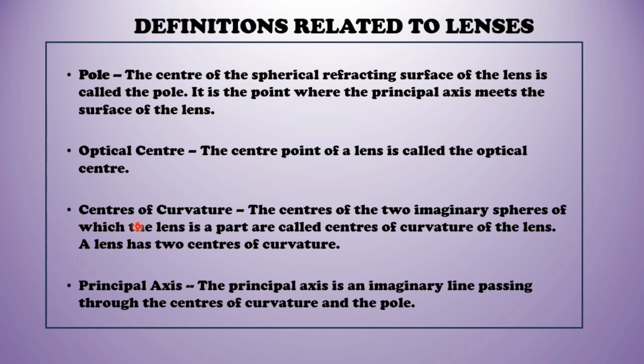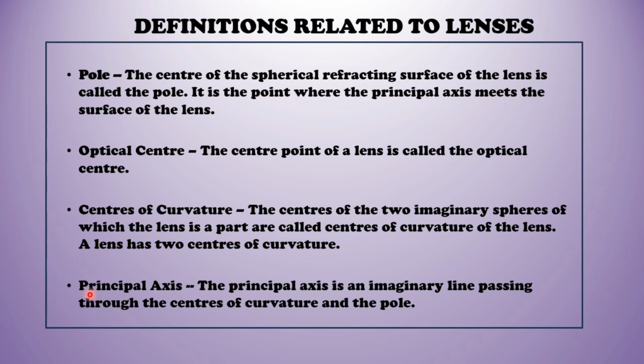Next is the centers of curvature. Consider two imaginary spheres. The centers of the two imaginary spheres of which the lens is a part are called the centers of curvature of the lens. Okay, a lens has two centers of curvature, because it has two curved surfaces.